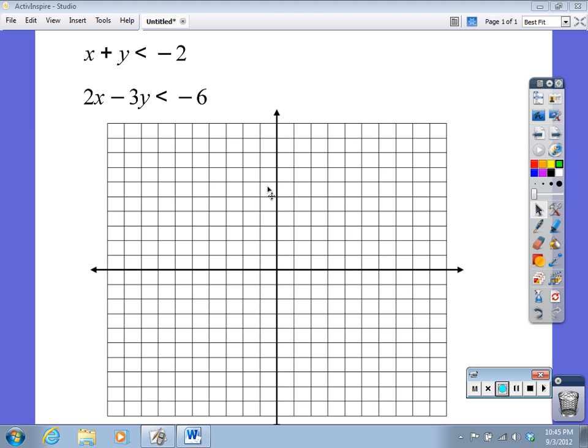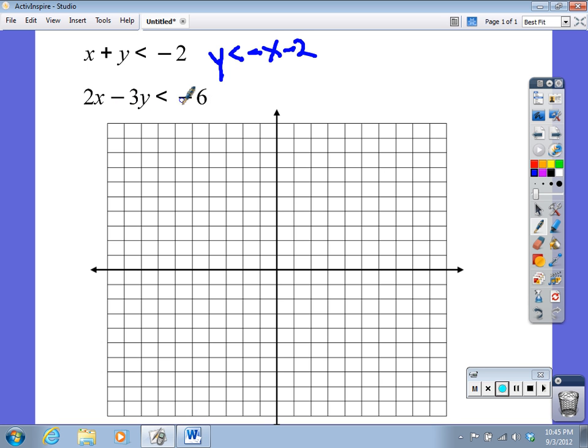All right, now we have a second system of inequalities we want to graph. And the numbers are slightly different. Let's see how that affects our system. So once again, I want to isolate the y here, so I will subtract x from both sides. I have y is less than negative x minus 2 this time.